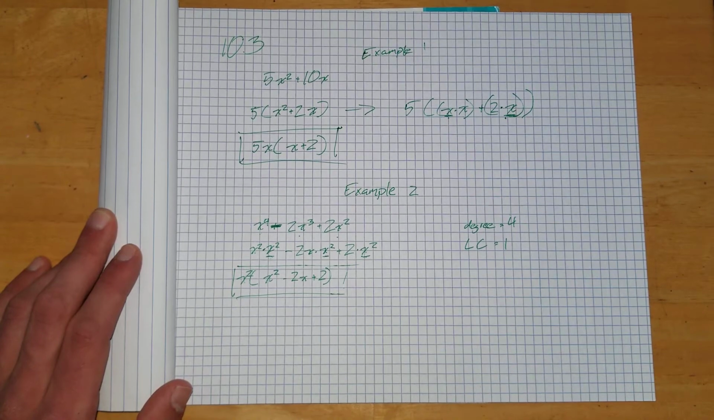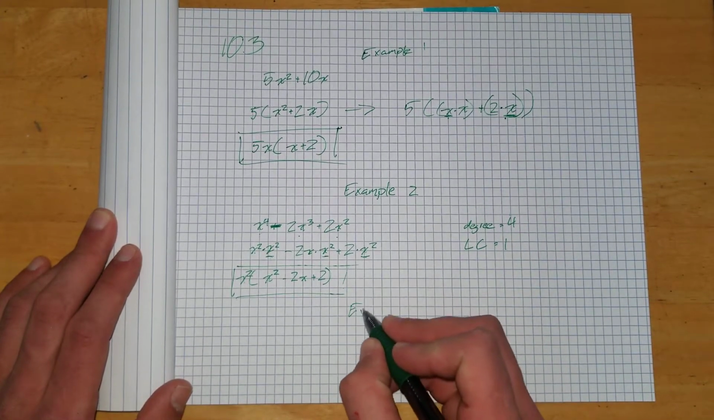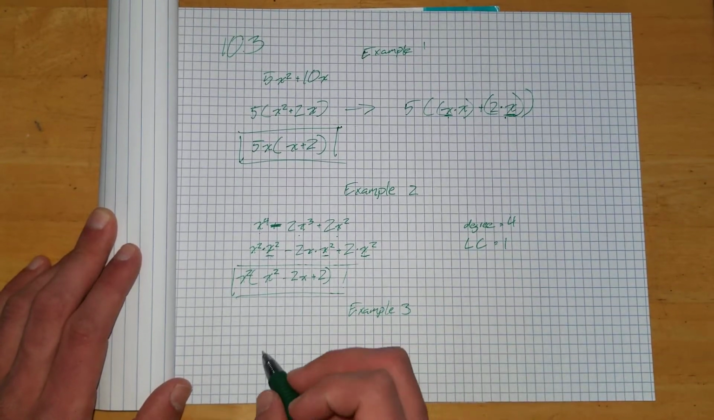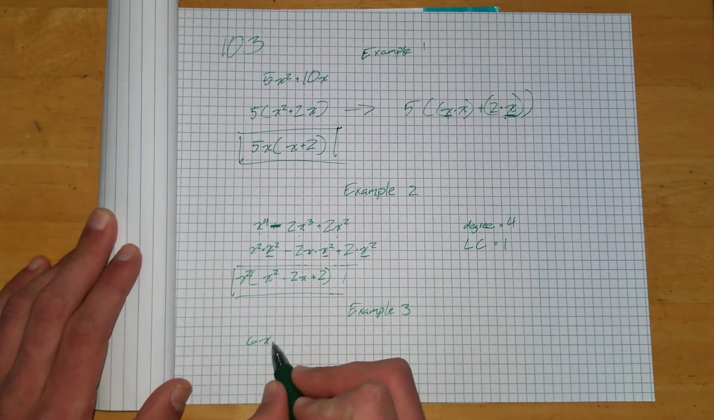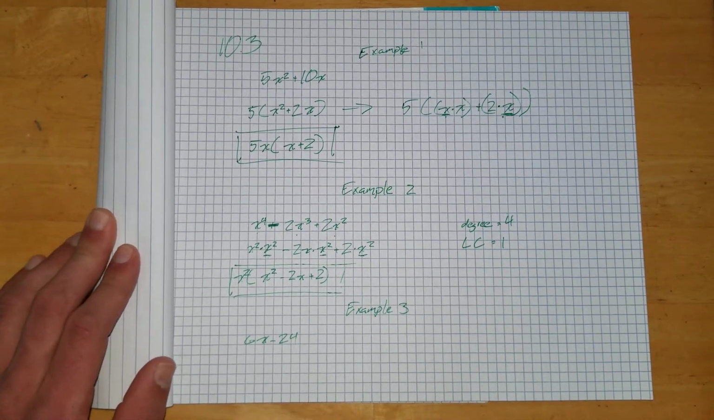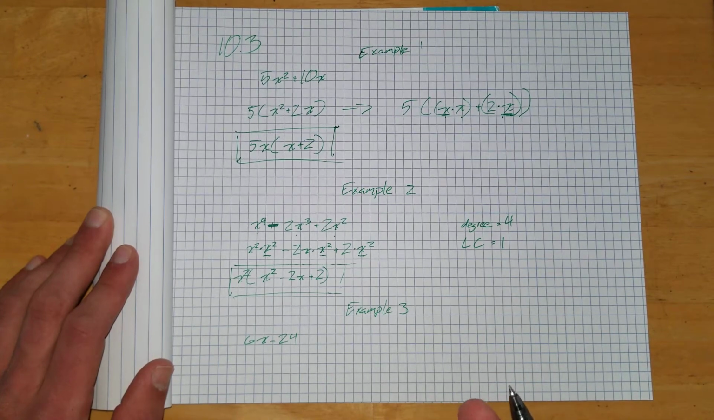And then example 3 is a quick example of a prime polynomial. So example 3 is 6x minus 24. And we're going to factor this into prime factors, which all that means is a polynomial that cannot be written as a product of polynomials. So we're going to pull this out, and it's not going to be a product of polynomials. It's going to be a polynomial times some whole number.